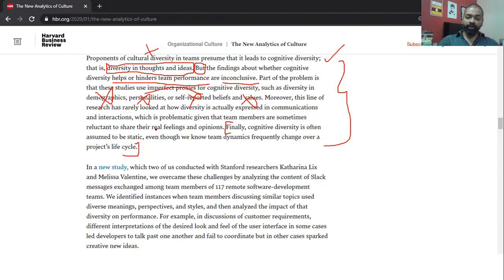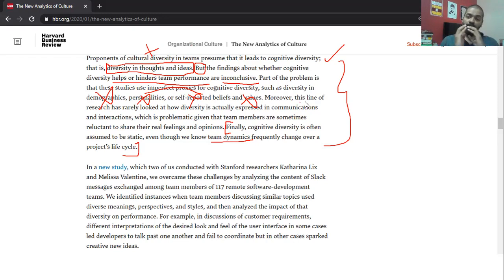So cognitive diversity is often assumed to be static, even though team dynamics frequently change over a project's life cycle. So what is the assumption? The assumption is that team dynamics influence cognitive diversity. This is an important piece of information here, because the definition is diversity in thoughts and ideas, but it does not really say the diversity in thoughts and ideas actually varies based on team dynamics. And that's where the second sentence becomes important: communication.